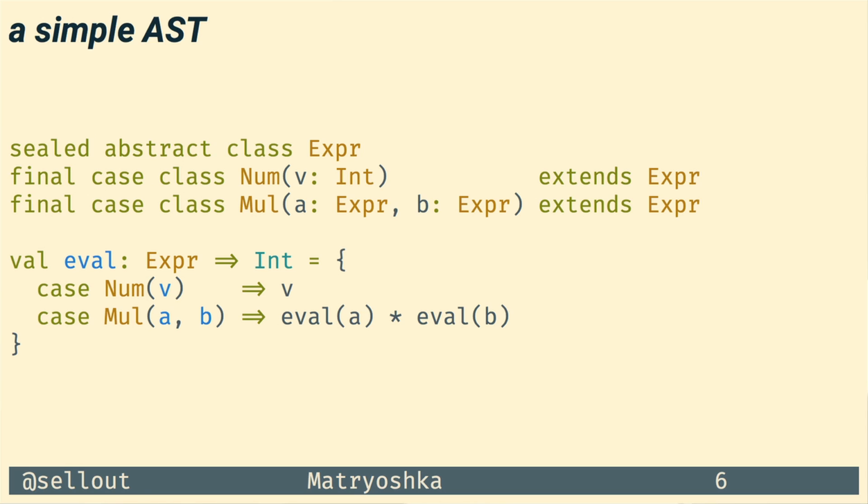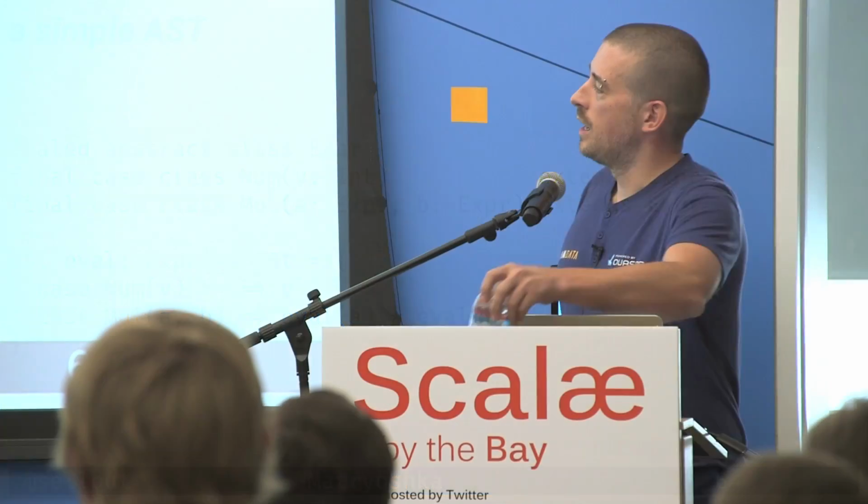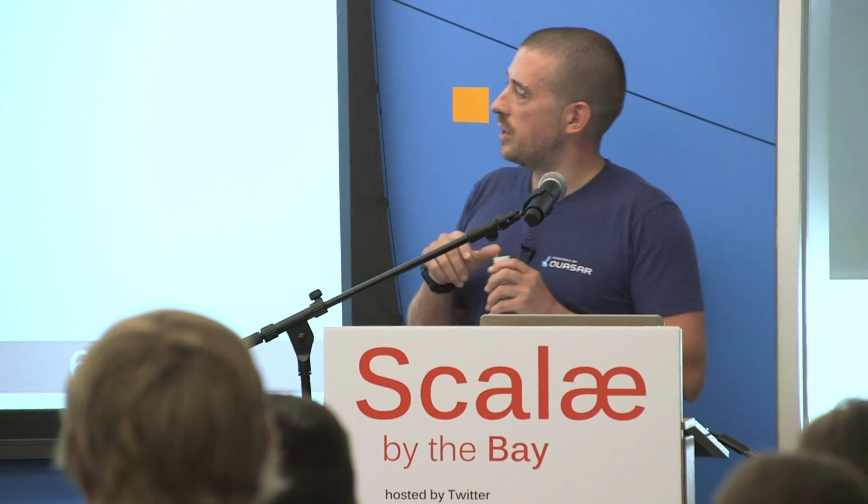And you might have some evaluation function that takes your expression and then returns an Int, right? Evaluates that thing. If you hit a number node, it just returns that value. If you hit a multiplication node, it recursively calls evaluate on each of the 2 arguments to that. Does that make sense? That's the starting point for all this stuff.